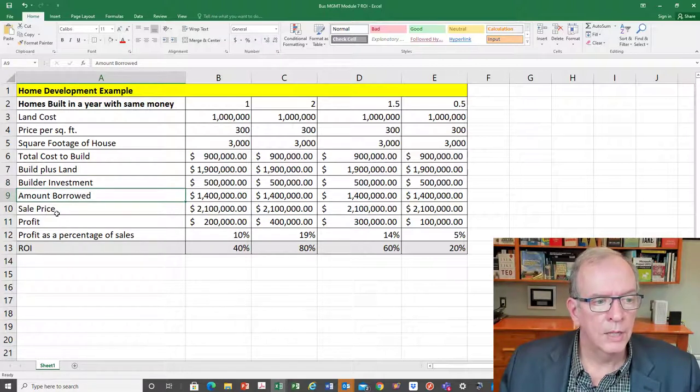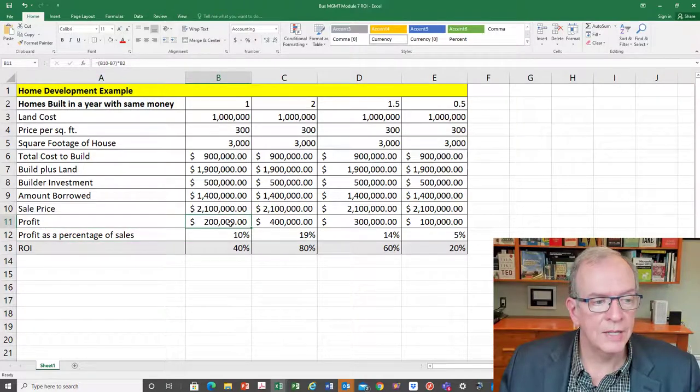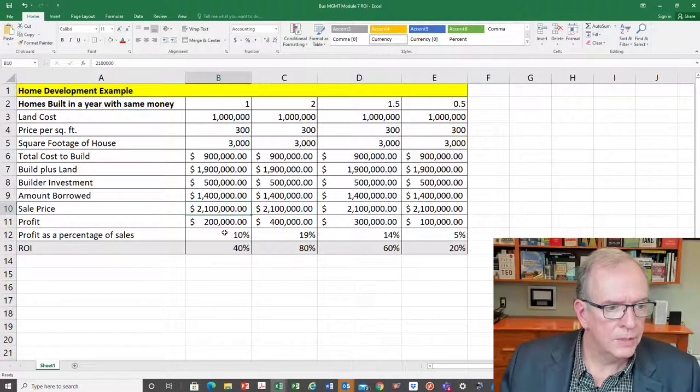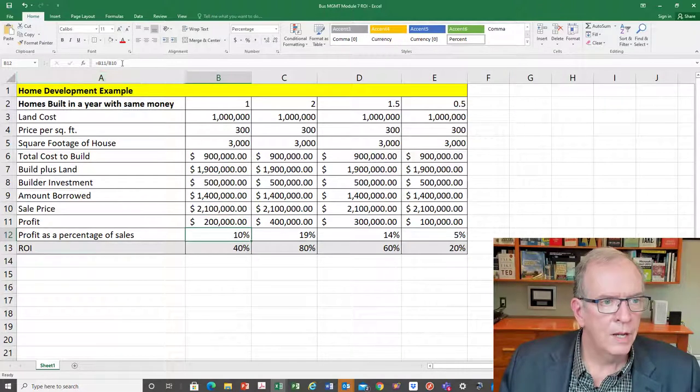Amount borrowed, sale price, and profit, right? So this gives you profit. And profit as a percentage of sales, that would just take this and divide it by that. As a percentage of sales, so you take B equals B11 divided by B10.